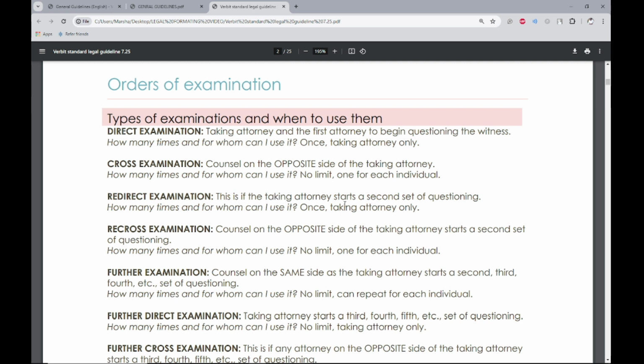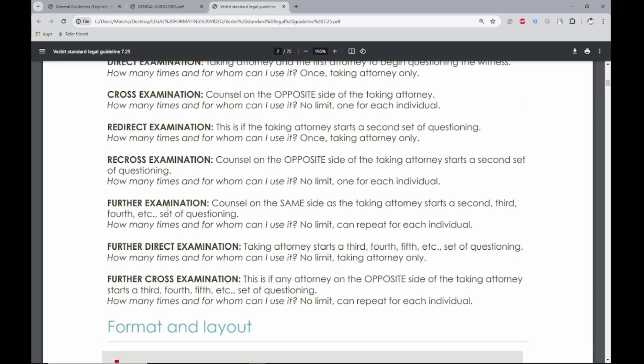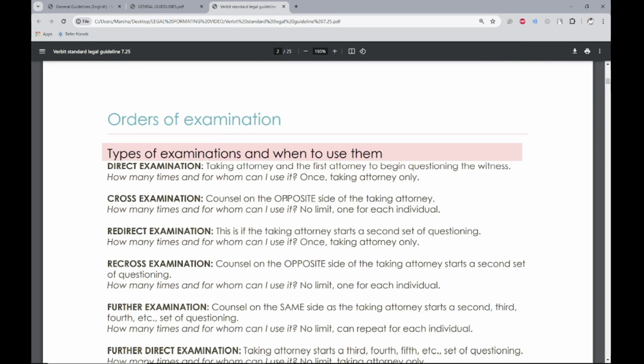All right, and also all right, it's a complete sentence, especially when they are at the beginning of the sentence. Okay, let's continue. So in legal transcription, we have different examinations. We have direct examination, cross examination, redirect examination, recross examination, further examination, further direct examination, and further cross examination. All right, so let's understand what they all mean.